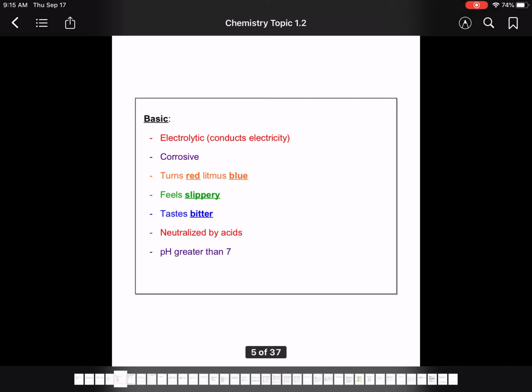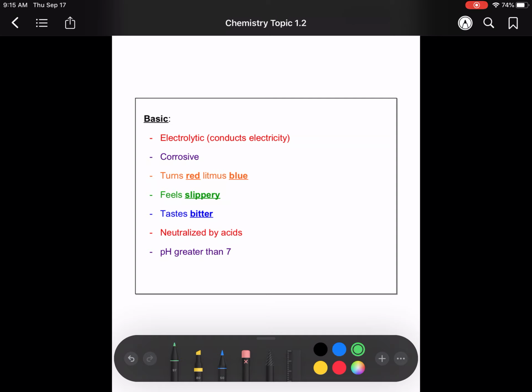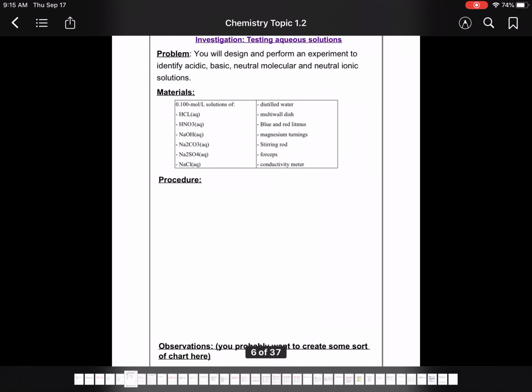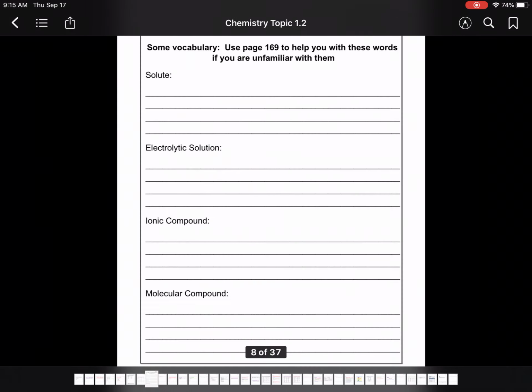That's our neutral. And then just to refresh this, if this is 7, this is the bases. So they're on the high side of the pH scale, so greater than 7 would be considered a base. Okay? So we're going to skip this part because this is a lab, and when you guys are in class, we can do that lab.